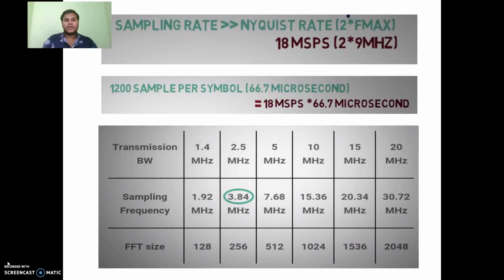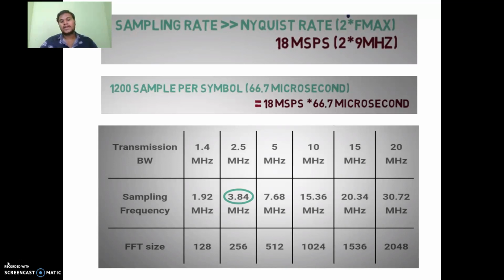So for this IFFT sampling, we require a sampling rate. The sampling rate should always be greater than the Nyquist rate, that is 2 times Fmax. As I already mentioned, the maximum allowable frequency for a channel is 18 megahertz. This 18 megahertz is again divided from plus 9 megahertz to minus 9 megahertz. Therefore, the highest frequency component is 9 megahertz, and 9 times 2 gives you 18 mega samples per second.